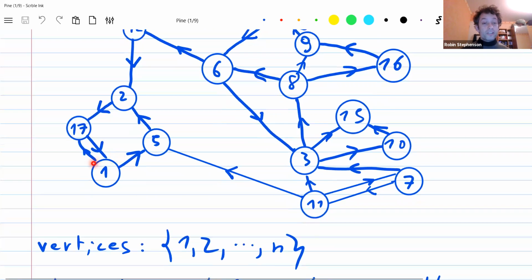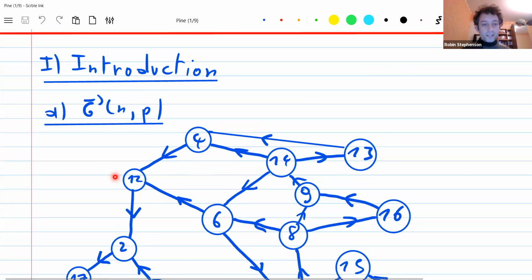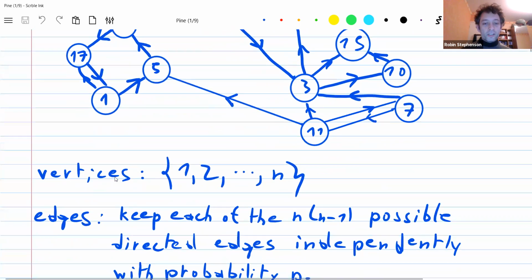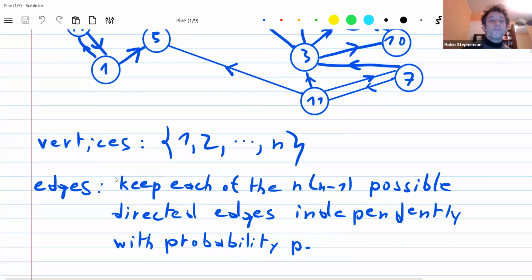So I'm going to define my proper model. As I wrote here, we're going to call it G-NP, with an arrow on top of the G to say that it's a directed graph. And it's a random graph with a vertex set and an edge set. The vertices, as you kind of saw above, are just the first n integers. So above I went up to 17, I think.